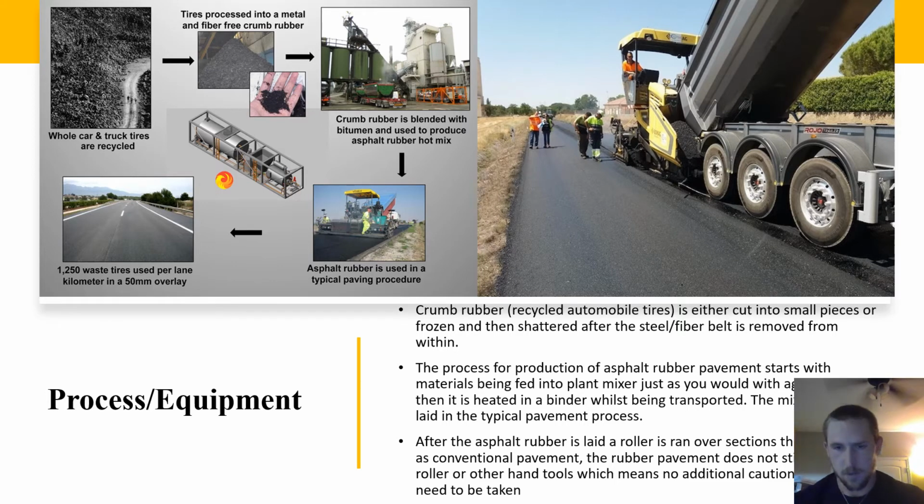After the asphalt rubber is laid, a roller is run over the sections just as done with conventional pavement. The rubber pavement doesn't have any different qualities. Whenever you roll over it, it doesn't stick to any of the tools or the machines, making it hard to clean up or mess up your roadways. So far, no negatives.